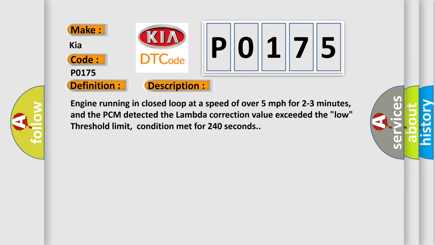Engine running in closed loop at a speed of over 5 miles per hour for 2 to 3 minutes, and the PCM detected the lambda correction value exceeded the low threshold limit, condition met for 240 seconds.